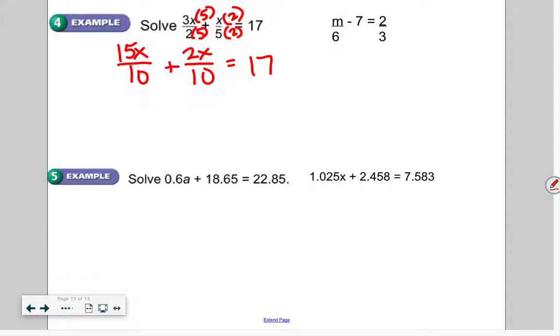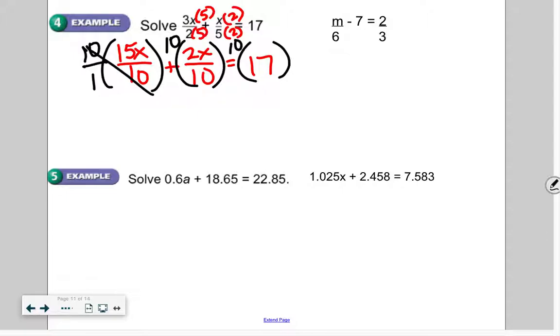Multiply by your denominator. We can take every single one of these numbers and make them 10 times bigger. So if I multiply fractions, I'd put 10 over 1, right? Well, my cross diagonals would both become 1 if we did that. So it's just going to leave 15x in that first one. In the second one, it's just going to leave the 2x.